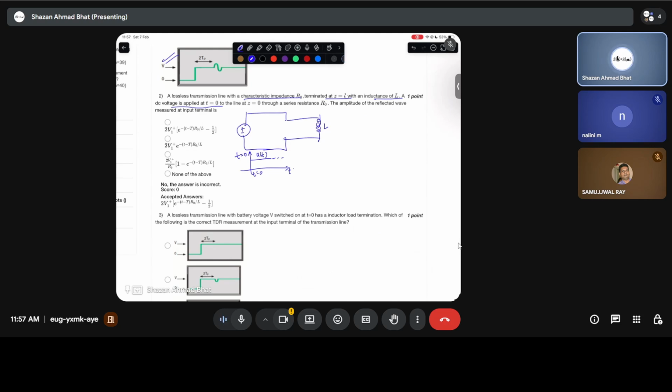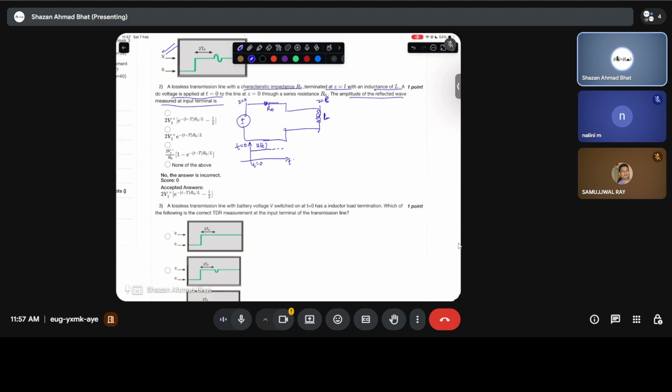To the line at z equals 0. So this is the z equals 0 point, this is the z equals l point. This is inductance L, this is small l, which is the length of the line. Through a series resistance R naught. It has a series resistance R naught. The amplitude of the reflected wave measured at the input terminal. Okay, so we need to measure the amplitude of the reflected wave, which is VR of t at the input terminal. That means at these particular terminals. So if you connect a scope at this particular terminal, you need to find VR of t.